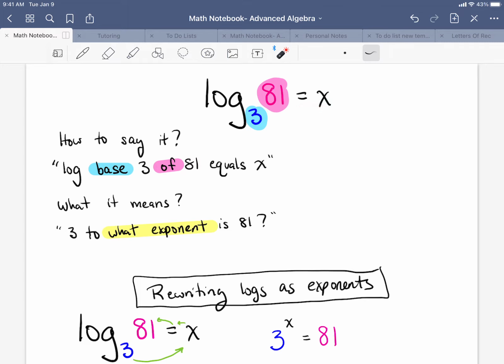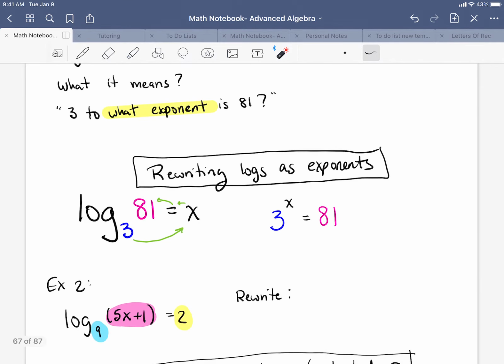And what does it mean? It means this base number to what exponent, so 3 to what exponent is equal to 81. That's what it means. So pause this, write that down, and then continue. So, rewriting logs as exponents.